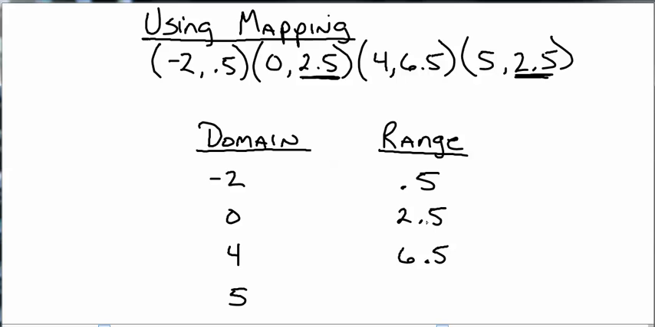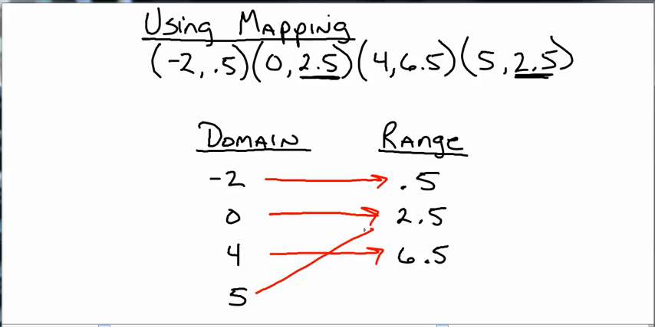Now, here's the mapping part. When you map them, what does the negative 2 map to? The 0.5. Good. All right? The negative 2 maps to the 0.5. What does the 0 map to? What does the 4 map to? What does the 5 map to? There's your mapping diagram.